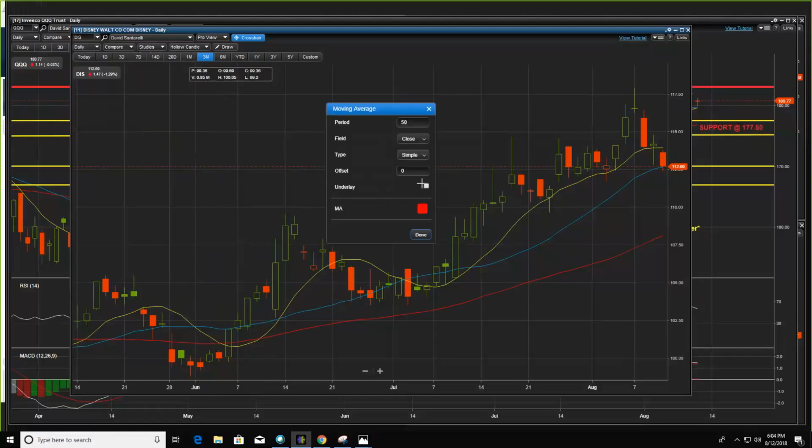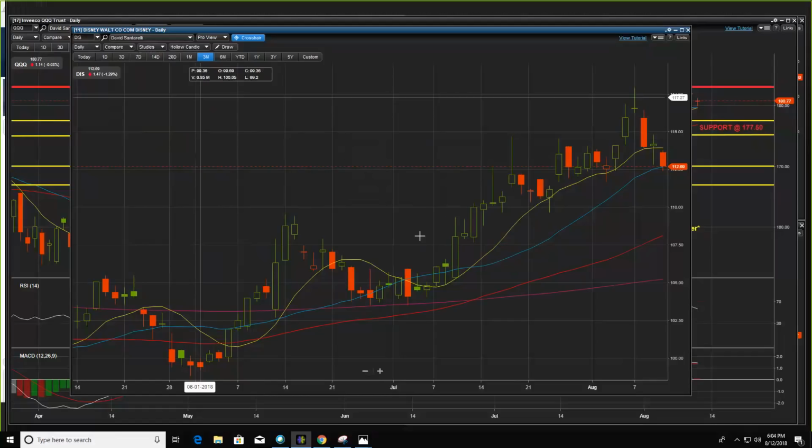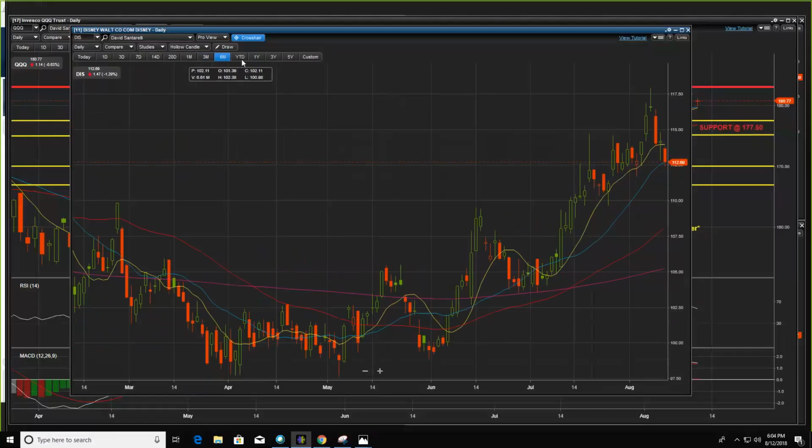We could use the 200-day. Should I put that as a pinkish? All right, so there you go. You went from a chart with nothing, and now we have the SMAs up. Okay, that's the first part. Second part, let's go out a little bit more here.